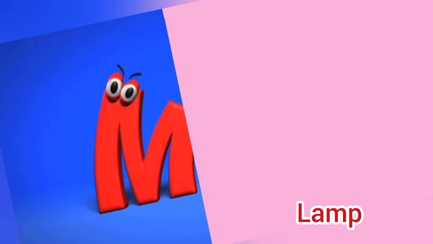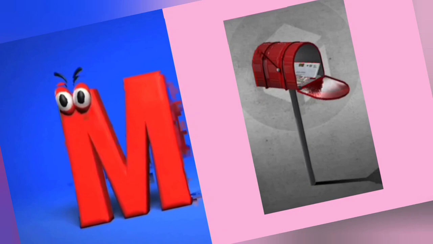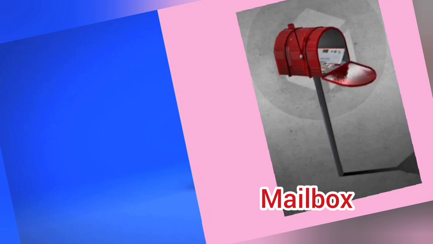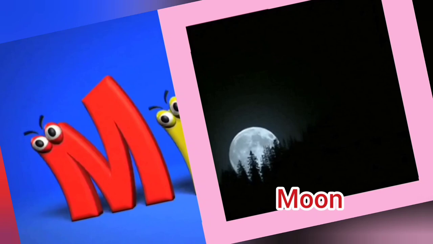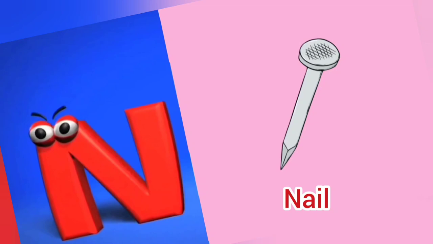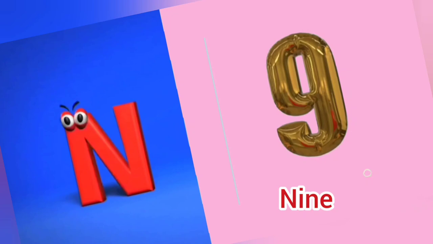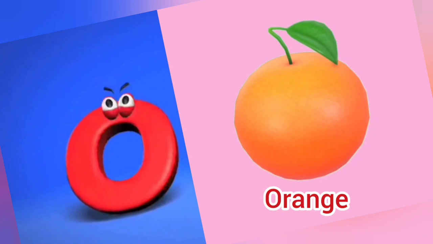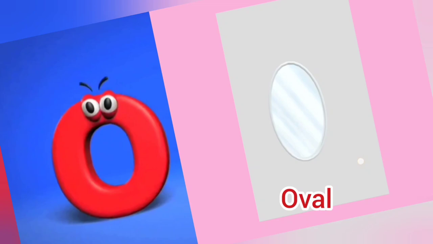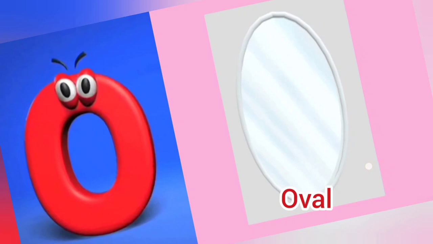M is for mailbox, mailbox. M is for moon, moon. N is for nail, nail. N is for nine, nine. O is for orange, orange. O is for oval, oval.